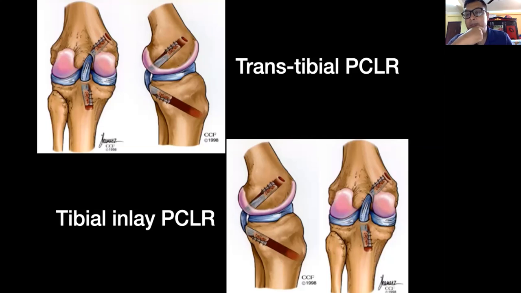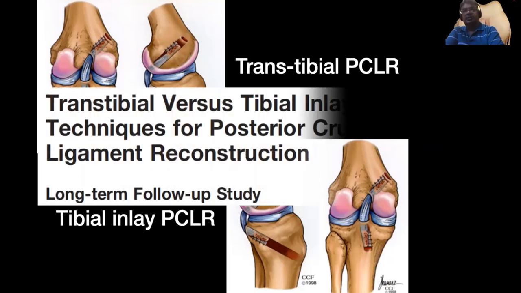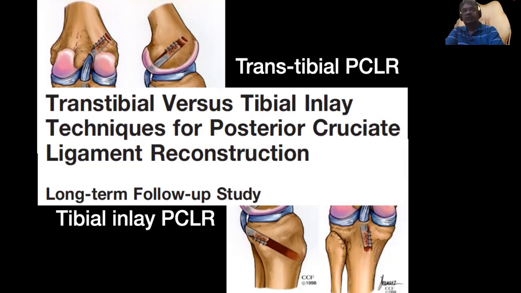Transtibial and tibial inlay: I have no experience whatsoever with the tibial inlay technique. It's all transtibial, but I have seen inlay. And to tell you very frankly, tibial inlay is more difficult than the transtibial arthroscopic surgery, because you need to change the position, then you have to make certain drill holes, and it's really difficult. Then you have to make a big incision on the posteromedial aspect of the knee joint that has to go across the knee, and it again has some morbidities.